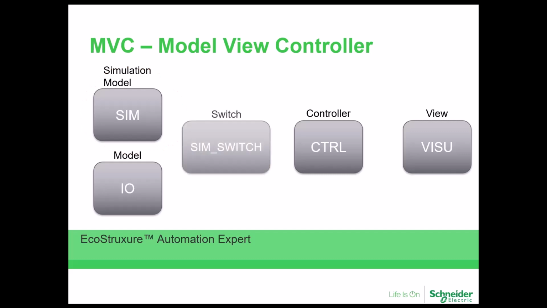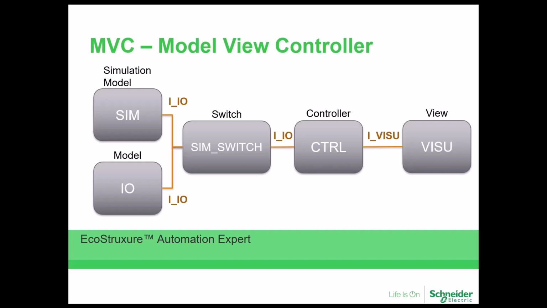And we will use a basic block for switching between the two models. So when we are in simulation mode, we will use the simulated I/Os, and if we are not in simulation mode, we will use the real I/Os. In this course, however, we will not have real I/Os. The controller is not aware if he is communicating with real I/Os or simulated ones.